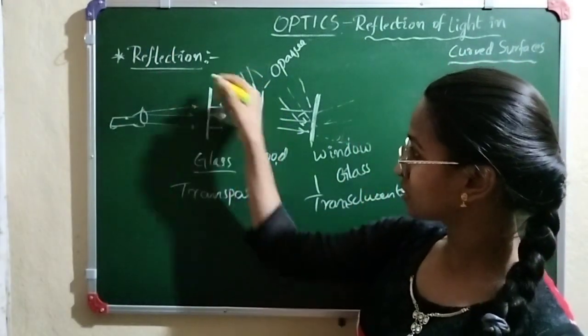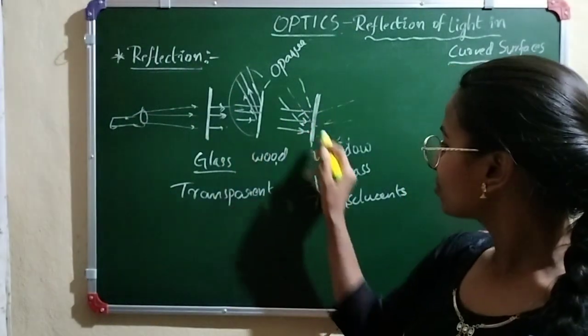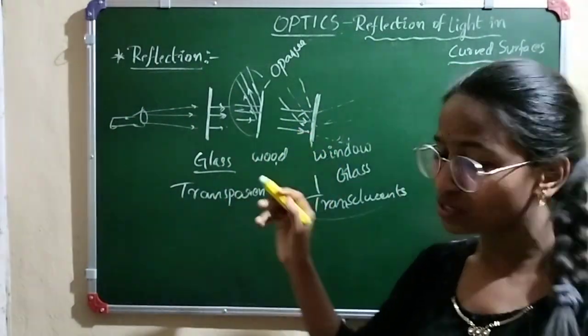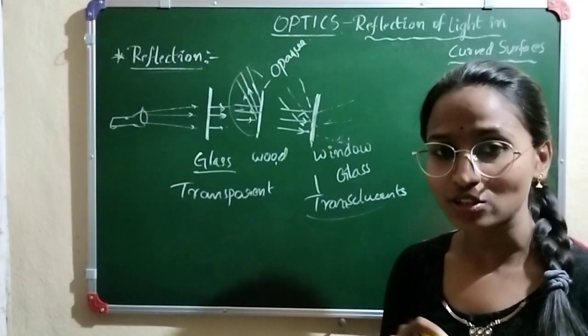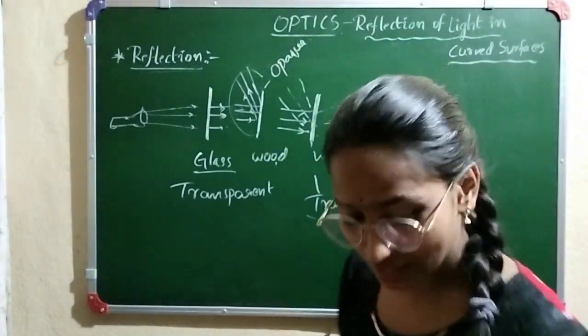We'll see all about this next time. Now the next one, translucent. Some of the light is allowed through, and some of the light is reflected. That is translucent.